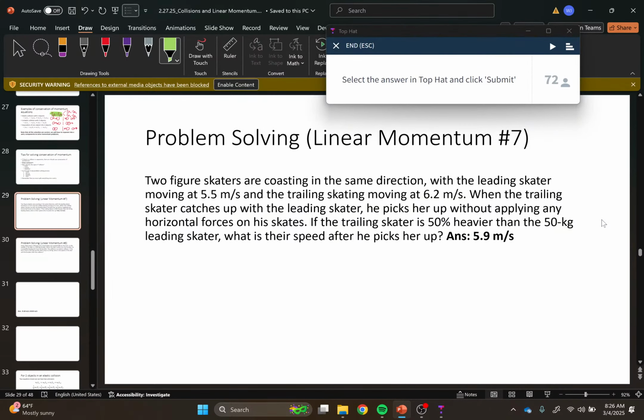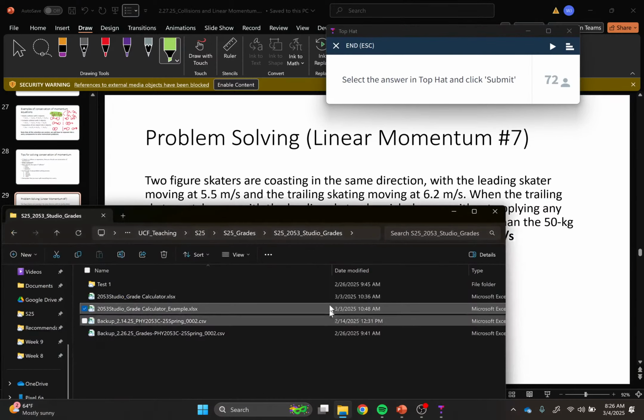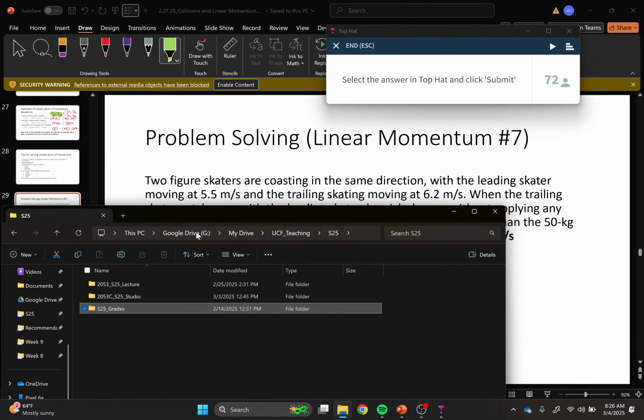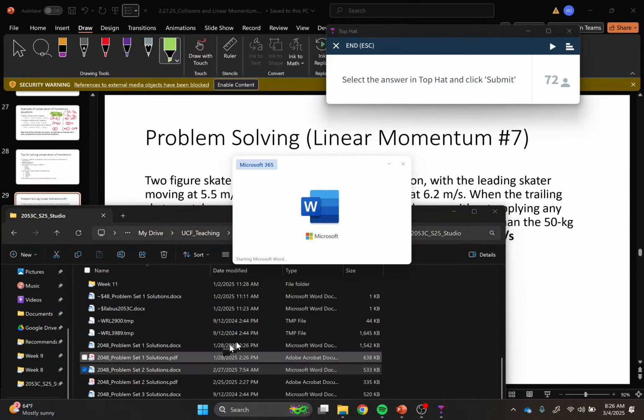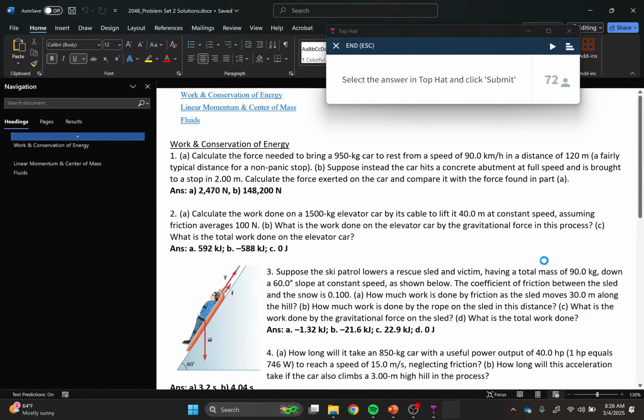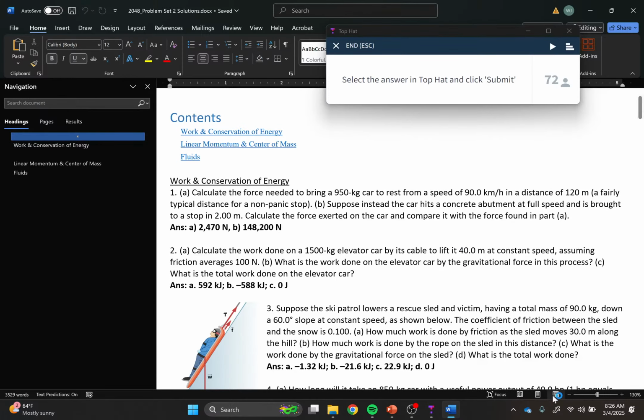So here's our first one. Two figure skaters. And actually, before I do this, let me open the problem set and make sure that this number, it says it's linear momentum number 7. It might have shifted around. Oh, that's great.